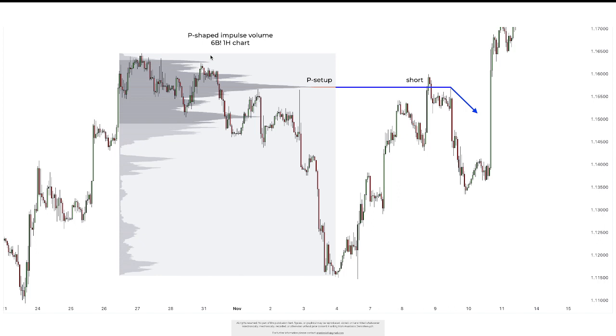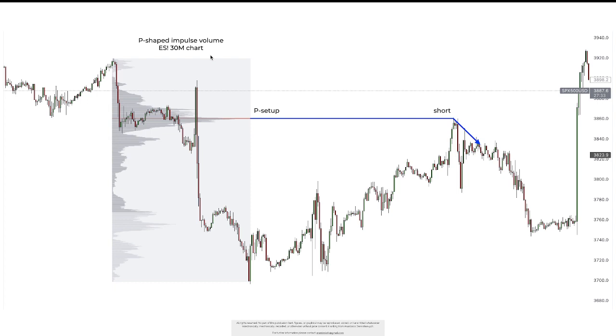So as you can see, it works on every single instrument, on currency futures, stock index futures. It's going to work on cryptocurrency futures, commodities futures, and on everything you prefer, because the principle is exactly the same.